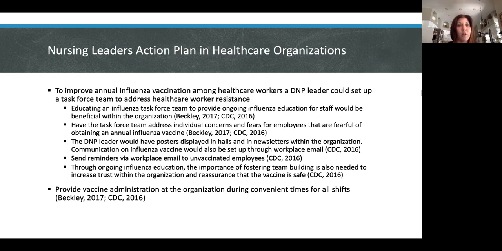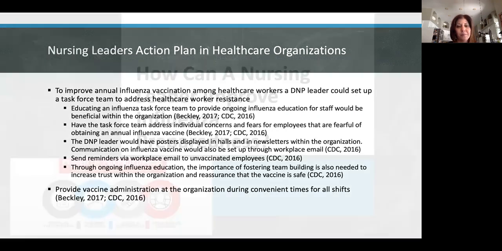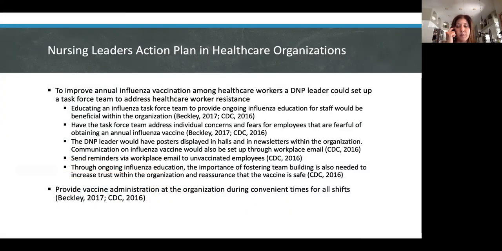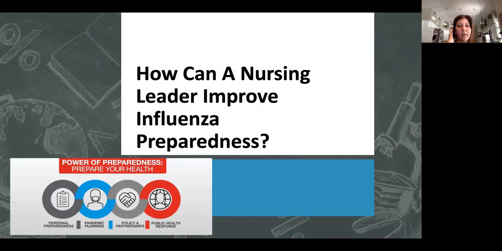So through this ongoing education, the importance of fostering team building is also needed to increase trust. And a lot of times individuals will trust their peers more than management. And then providing vaccine administration during convenient times, which I've already discussed. So how can a nurse leader improve influenza preparedness?